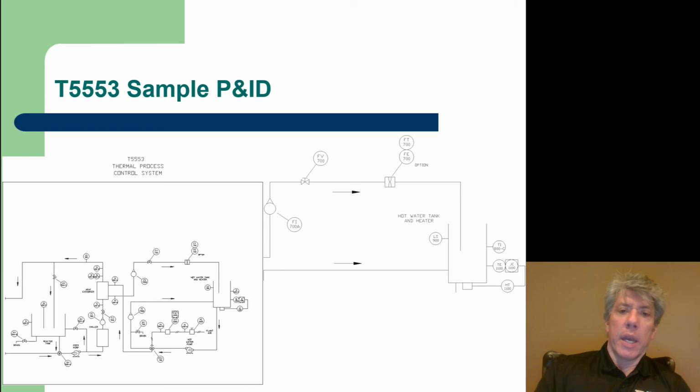And if we look at the upper right side, you see that there's an option. When a customer bought the 53, they may or may not have opted for a flow measuring element, FE700, and a flow transmitter, FT700. That was an option that could come with the system if necessary, and didn't have to.